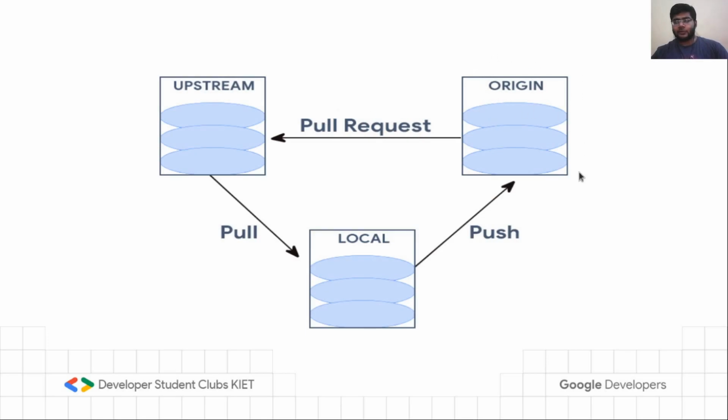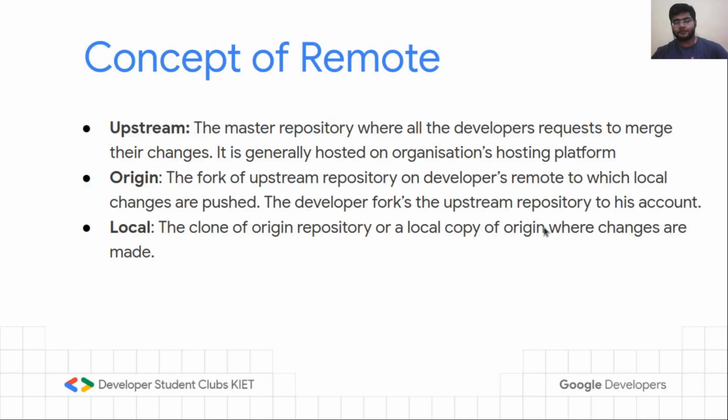Next we have our origin repository. In order to make changes locally, we have to clone this origin repository to our local machine so that it becomes a local repository. The local repository is the clone of the origin repository, or you can simply say it is a local copy of origin where we generally make our changes.